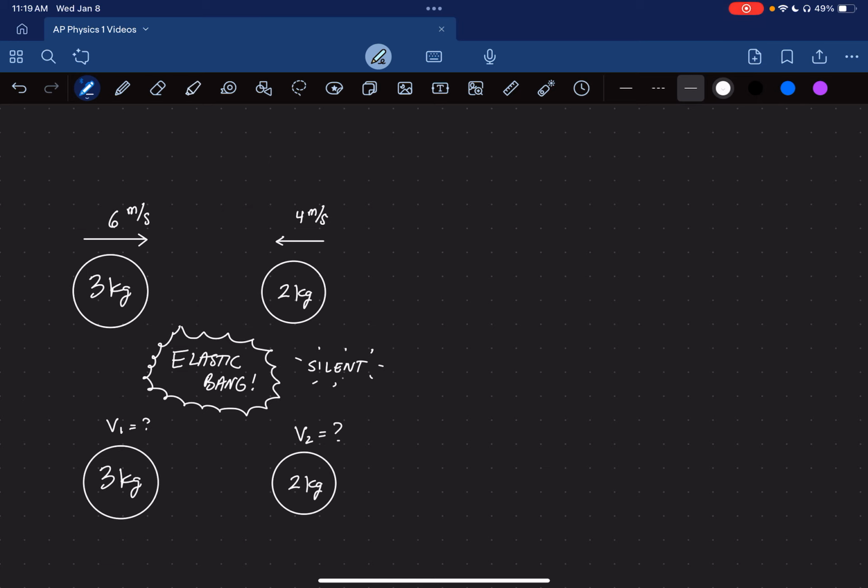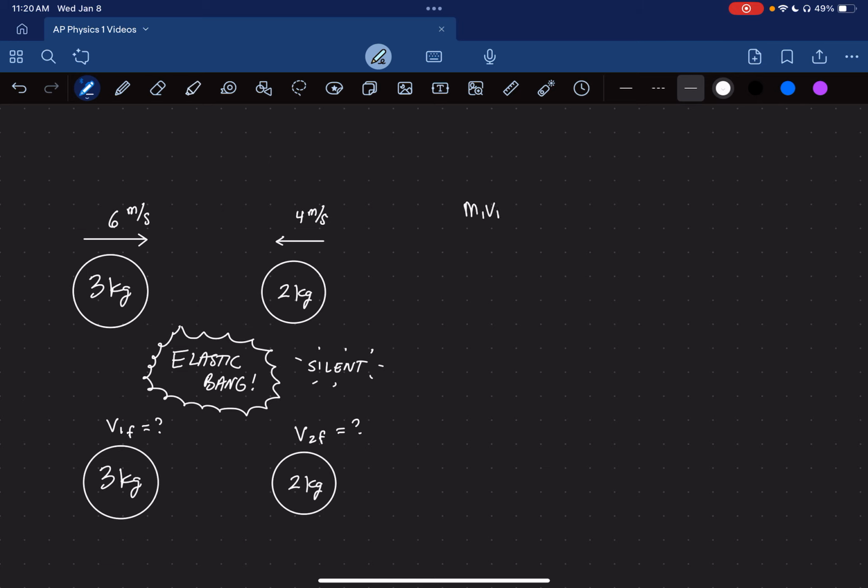It's going to be a silent collision, because when sound is produced in a collision, that means there's energy lost in the form of sound. And in this problem, we want to figure out, I'm going to relabel this, what is the final velocity of the first object and what is the final velocity of the second object? So let's get started on this.